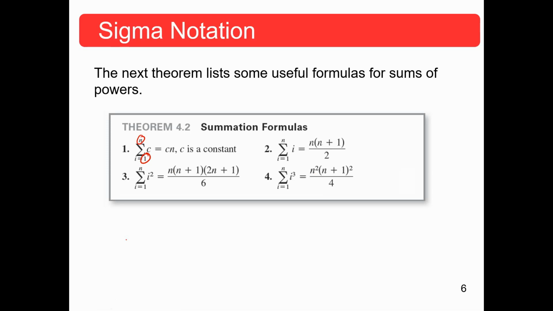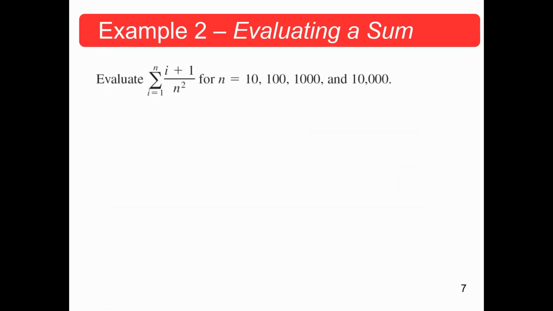So let's use this and see when we would use it. Let's evaluate the sum of (i plus 1) over n squared from i equals 1 to n for n equals 10, 100, 1,000, even 10,000. Because these are really big numbers, there's no way I would just sit and write that out. I wouldn't even let n be 10 and write that out. What I can do is separate this. Since my index of summation is i, n squared is a constant that I can pull out.